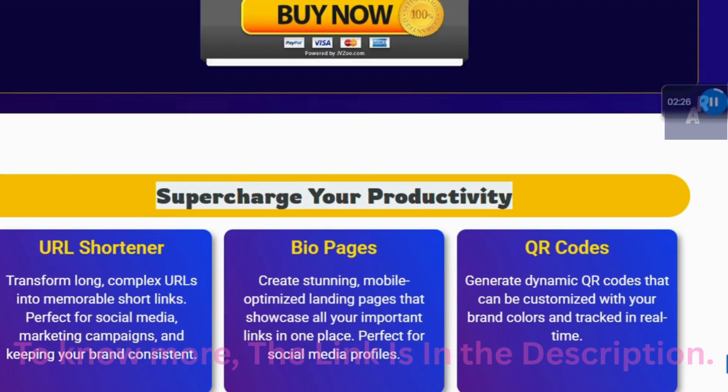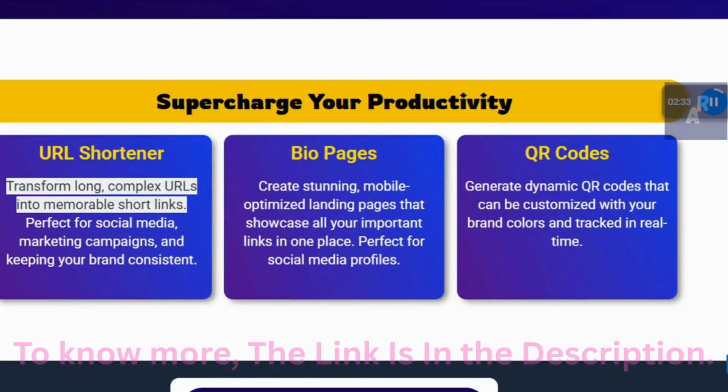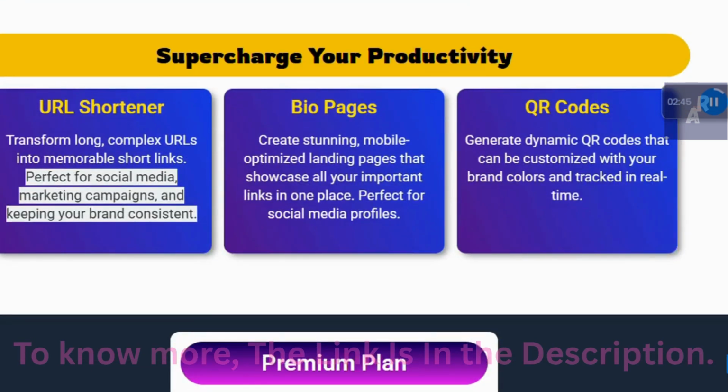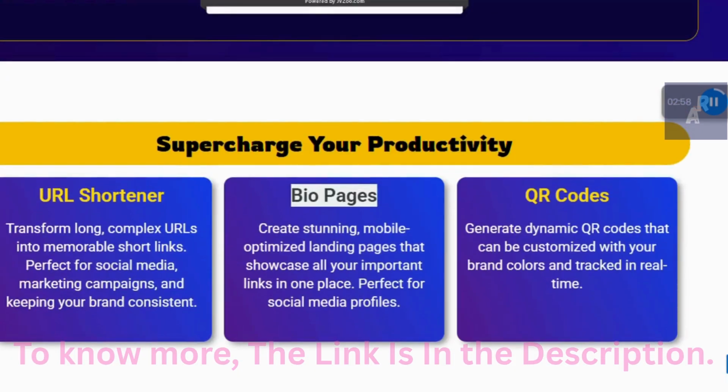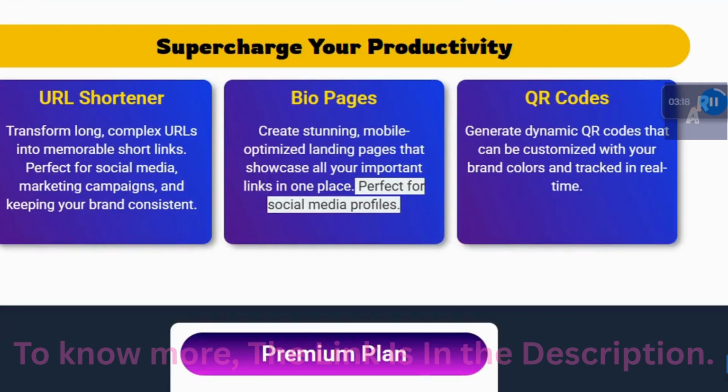Supercharge your productivity. URL Shortener. Transform long, complex URLs into memorable short links. Perfect for social media, marketing campaigns, and keeping your brand consistent. Bio pages. Create stunning, mobile-optimized landing pages that showcase all your important links in one place. Perfect for social media profiles.